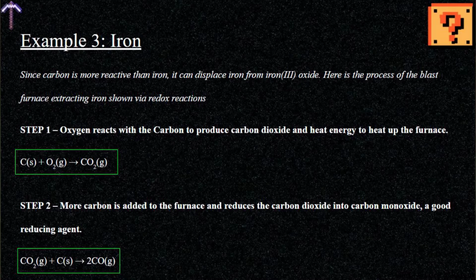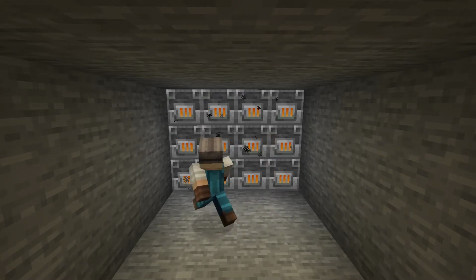Step 1. Oxygen reacts with the carbon to produce carbon dioxide and heat energy to heat up the furnace. Step 2. More carbon is added to the furnace and reduces the carbon dioxide into carbon monoxide, which is a good reducing agent. And finally, step 3.